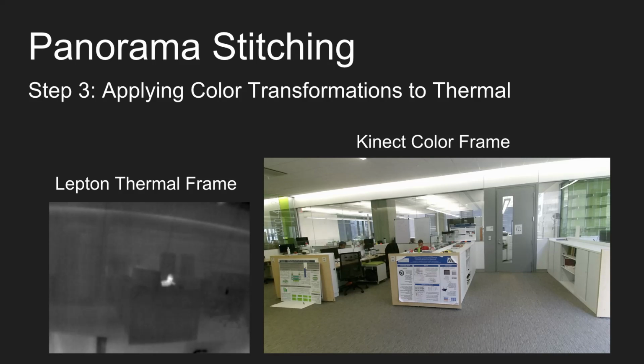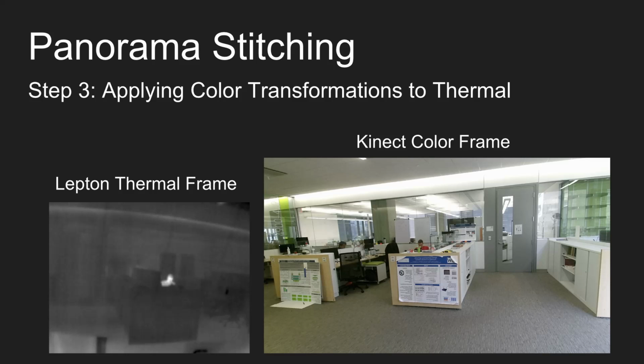The next step is to stitch together our thermal frames. We need to use our thermal information as a cross-reference, basically, for our color images. If we find a person in our color images, we want to say, hey, there is also a person in the thermal, so it is definitely a person. There are some issues associated with this.